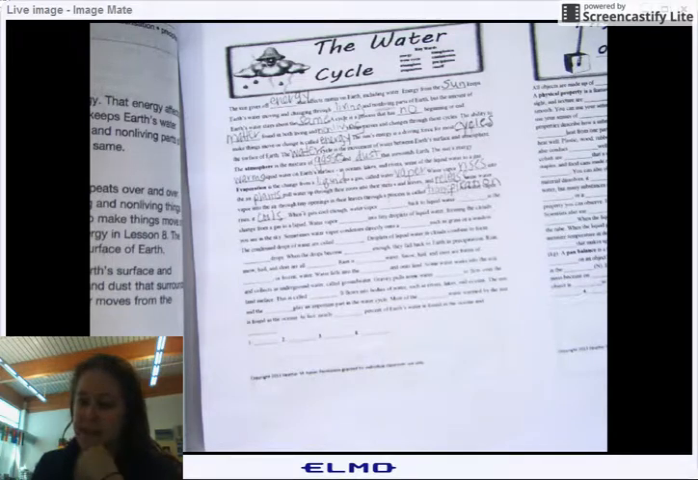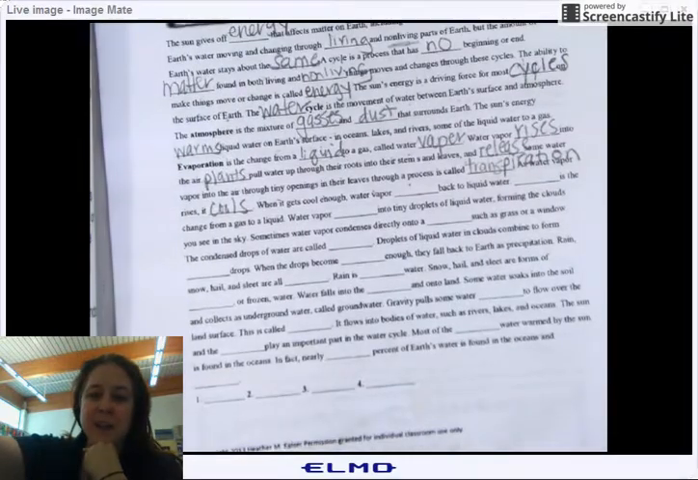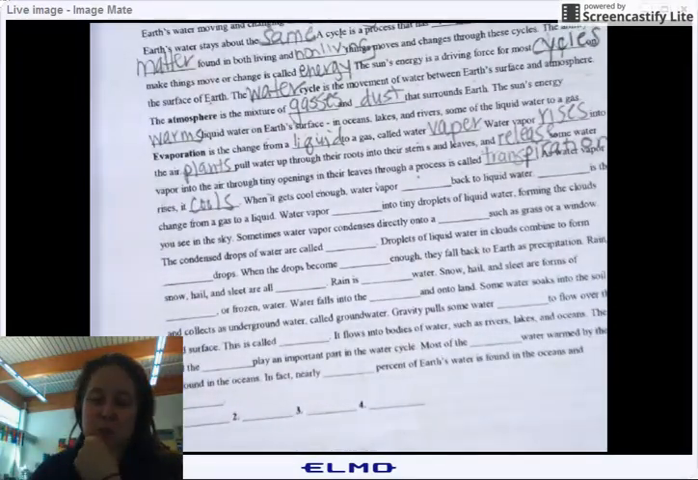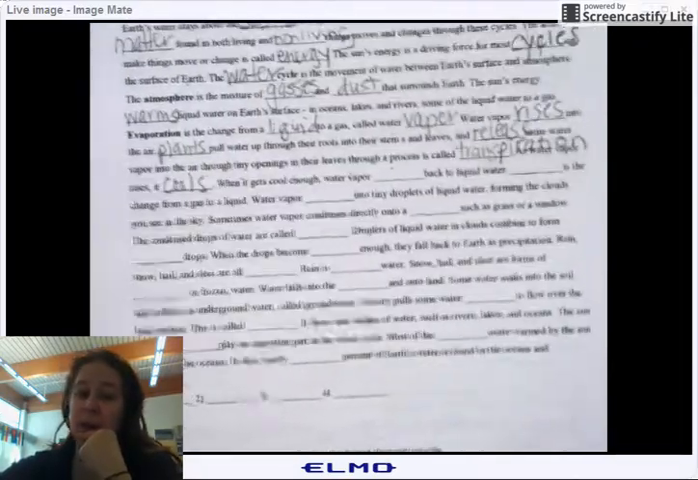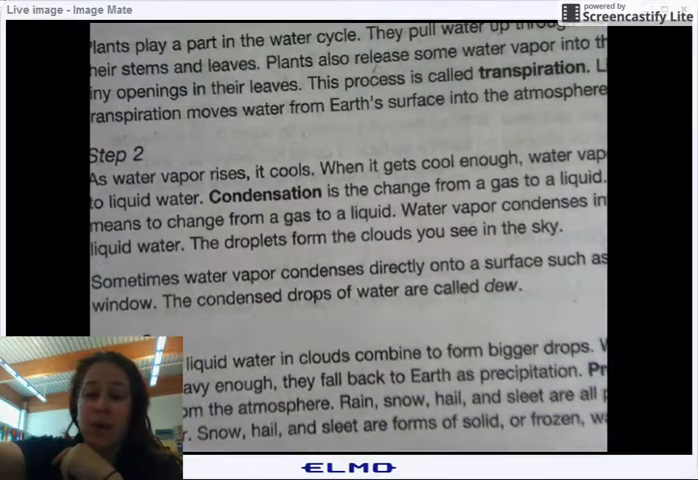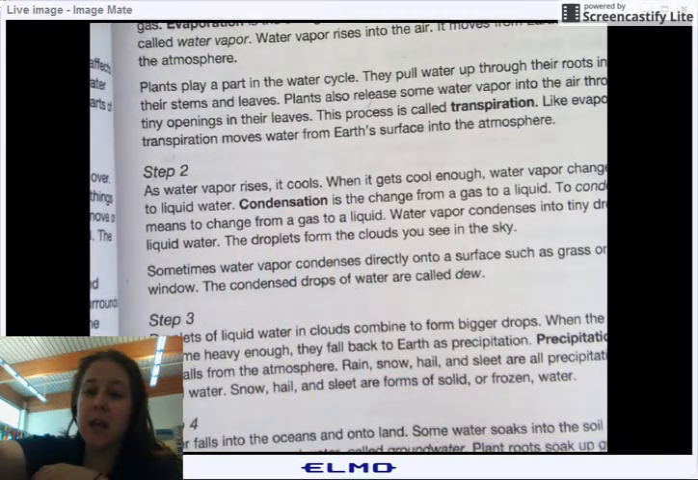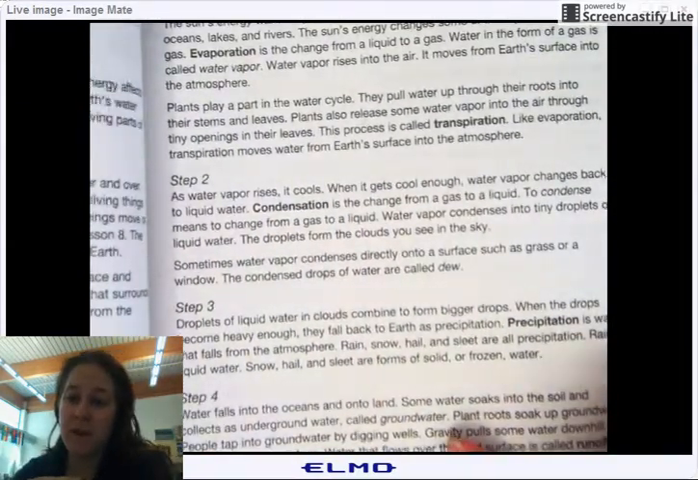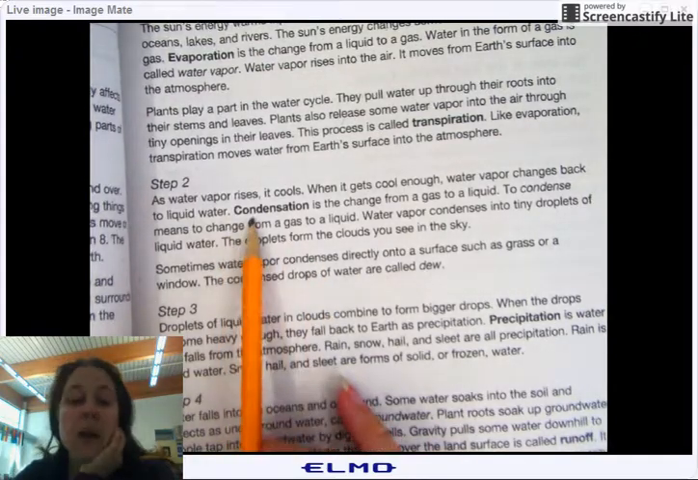Okay, guys, as the last video finished up, we were working on our last things, and we just finished up as water vapor rises, it cools. So back in our notebook here, we are now at right here, as water vapor rises, it cools. When it gets cool enough, water vapor changes back into liquid water.